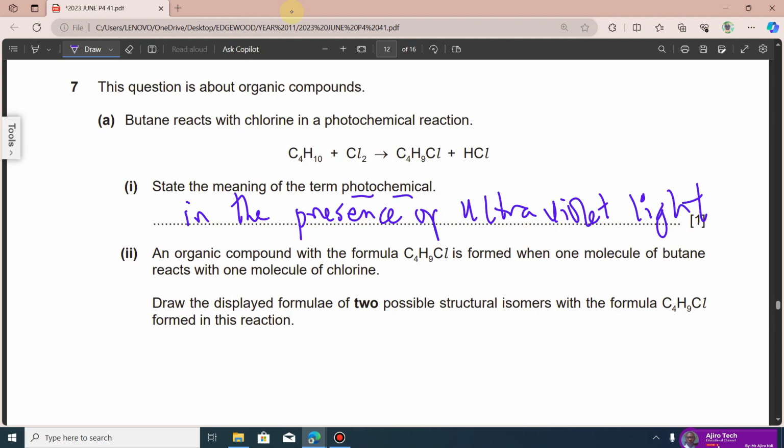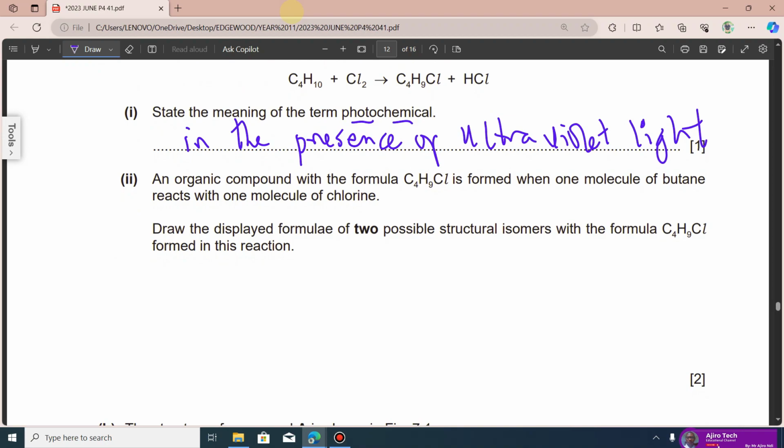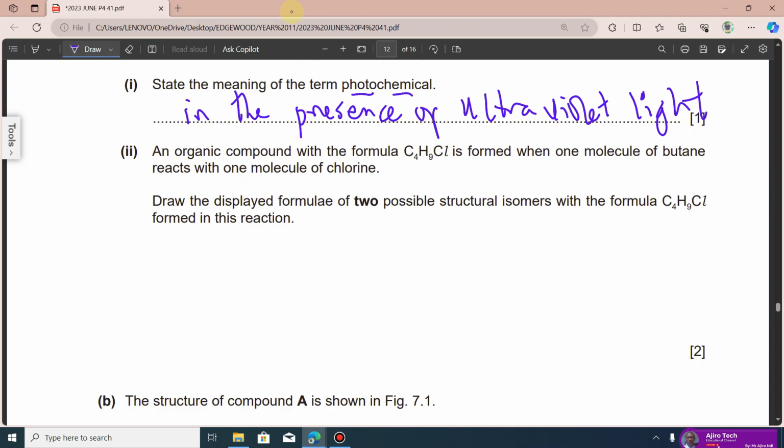Now, an organic compound with the formula C4H9Cl is formed when 1 molecule of butane reacts with 1 molecule of chlorine. That's more like a substitution reaction. So draw the displayed formula of the 2 possible structural isomers with the formula C4H9Cl. A displayed formula shows the types of bonds that are present. Let's begin with the first compound. Using this formula, 4 carbon atoms are involved, so showing the bonds, 1, 2, 3, 4.